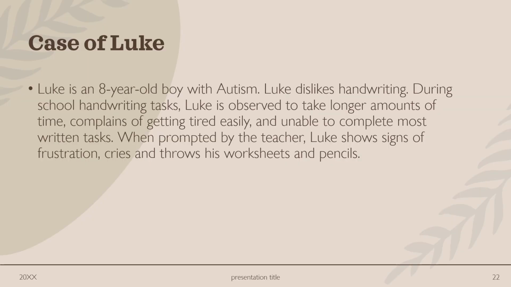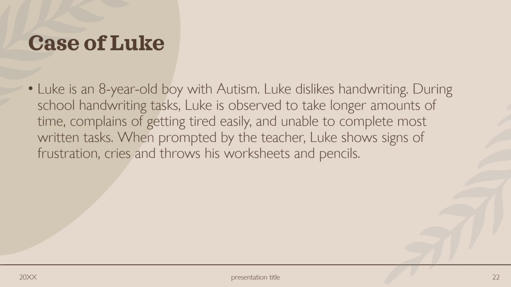So here's Luke. Luke is an 8-year-old boy with autism, and he dislikes handwriting. During school handwriting tasks, Luke is observed to take longer amounts of time. He complains of getting tired easily and is unable to complete most written tasks. When prompted by the teacher, Luke shows signs of frustration, cries, and throws his worksheets and pencils.